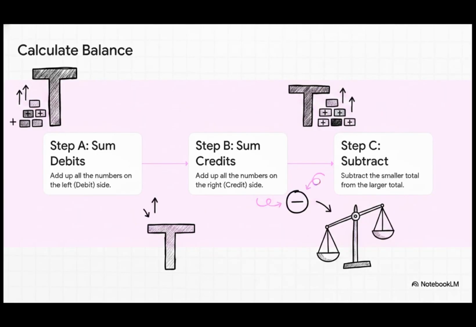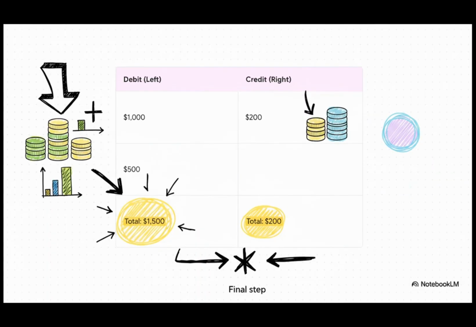Now for the easy part, I promise. To get our final balance, we just do some really simple math. First, add up everything on the left, the debit side. Second, add up everything on the right, the credit side. And last, you just subtract the smaller number from the bigger number. So let's do it. On our debit side, 1,000 plus 500 gives us a total of $1,500. Easy enough. On the credit side, we've just got that one item for a total of $200.